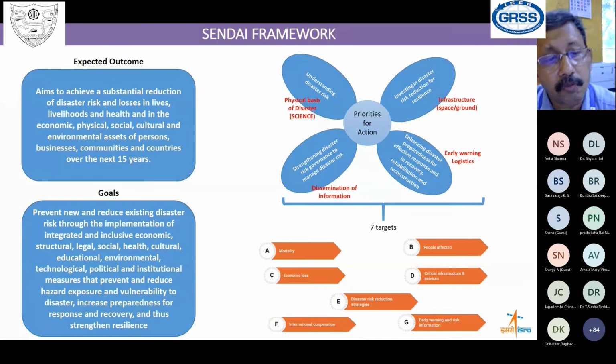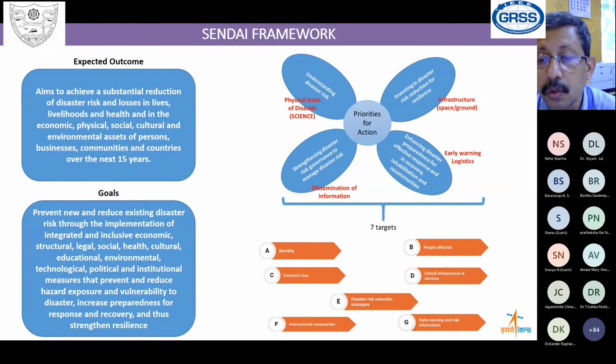And they had a number of goals, that is to prevent new and existing disaster risk through implementation of various policies, various methodologies and technology, so that the exposure to hazard and the vulnerable populations can be more prepared for the incoming disaster and also have preparation for response, recovery, and have a good resilience. So as part of the Sendai framework, 7 targets were identified.